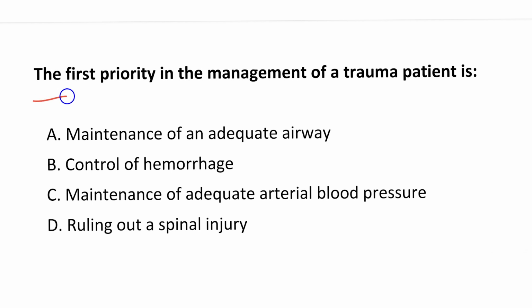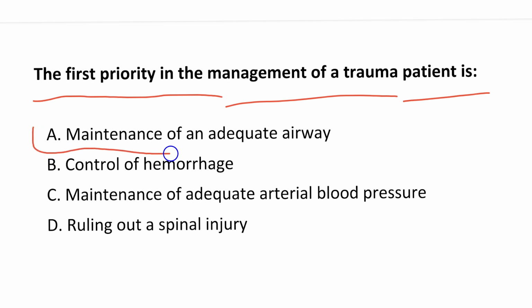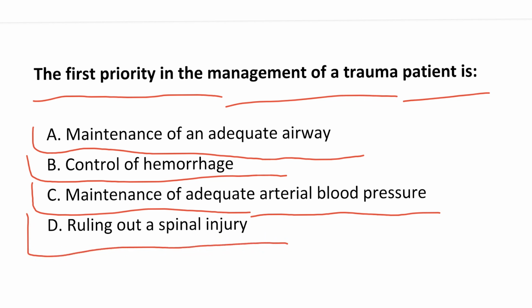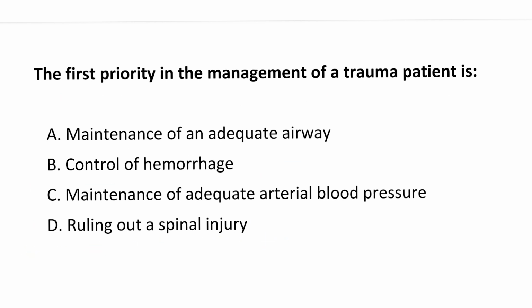Next question, the first priority in the management of a trauma patient. Option A, maintenance of an adequate airway. Option B, control of hemorrhage. Option C, maintenance of adequate arterial blood pressure. Option D, ruling out a spinal injury. The correct answer is option A, maintenance of an adequate airway is the first priority in management of a trauma patient.